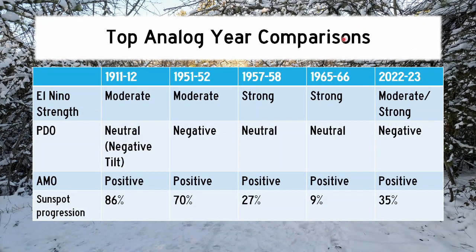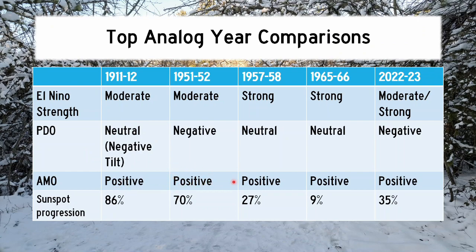Now for our comparisons for our top analog years, 1911 and 1912 and 1951 to 52 both had moderate El Ninos. The PDO for 1951 to 52 was negative. In 1911 and 1912, it was technically neutral. However, it was tilting negative values-wise, as all the values that occurred in the last 6 months of 1911 and the first 6 months of 1912 were negative, but not strong enough negative for me to firmly say that it was in the negative phase.